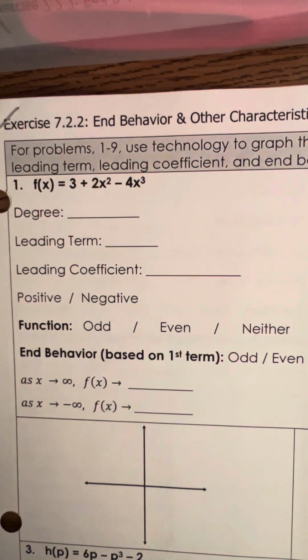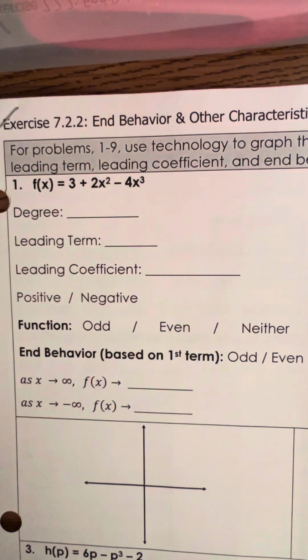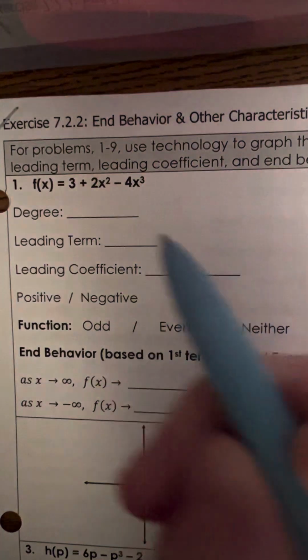Let's take a look at problem number 1 from exercise 722. I'm going to do a couple of examples for you just so you see what we're looking for in each one. So in number 1, we want to first identify what our leading term is. So that's going to be what has the highest exponent.